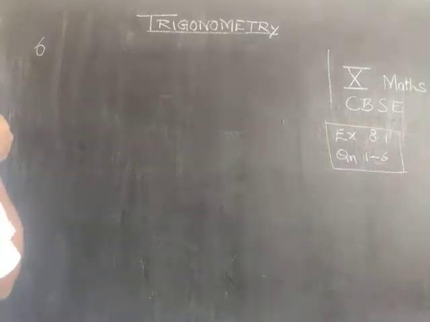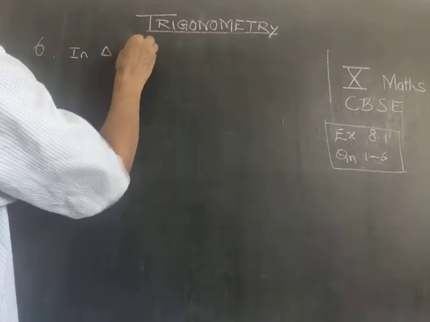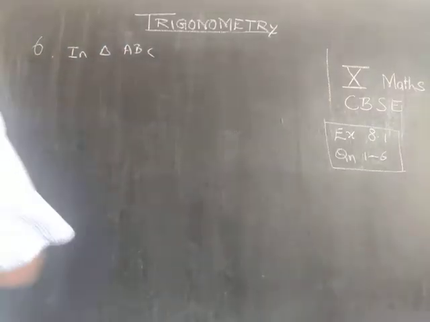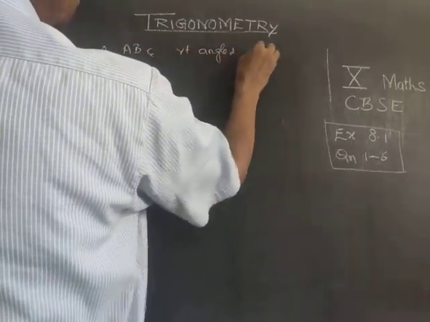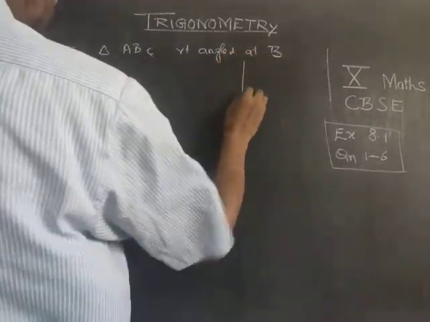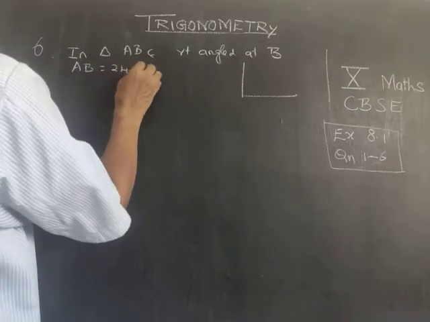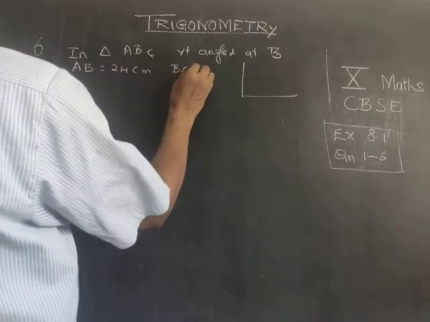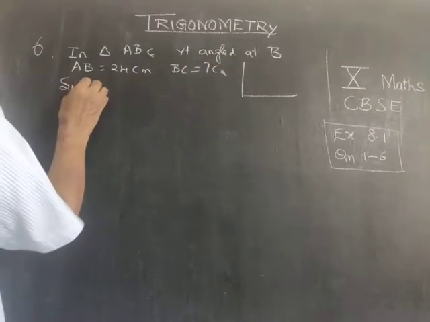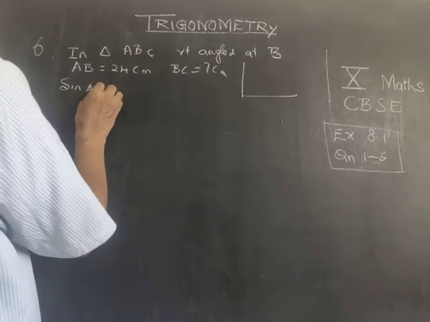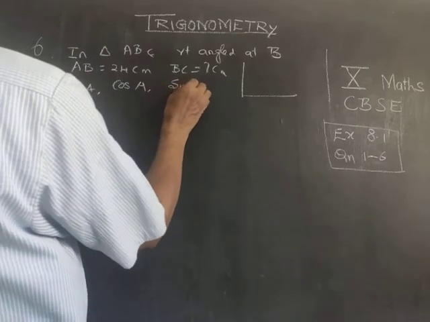The first problem is in triangle ABC, right angle at B, and you are given AB equal to 24 and BC equal to 7 centimeter. You are asked to find sin A, cos A, then sin C, cos C.